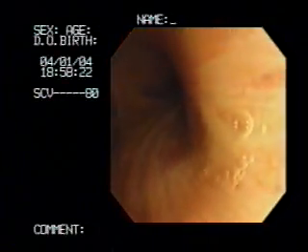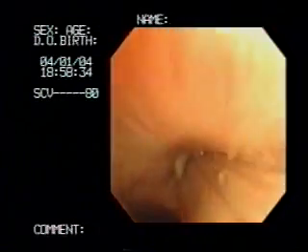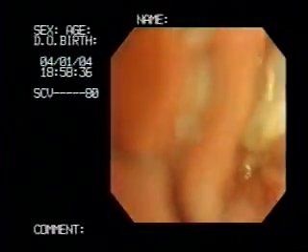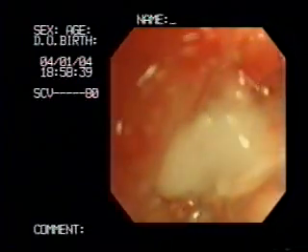The right mainstem bronchus is re-entered, and the right upper lobe bronchus is now washed in order to obtain cells.